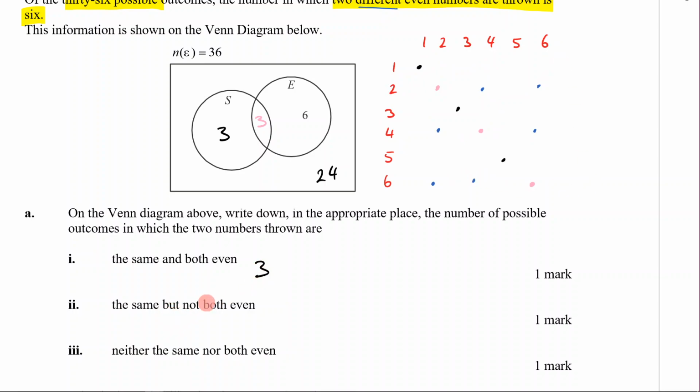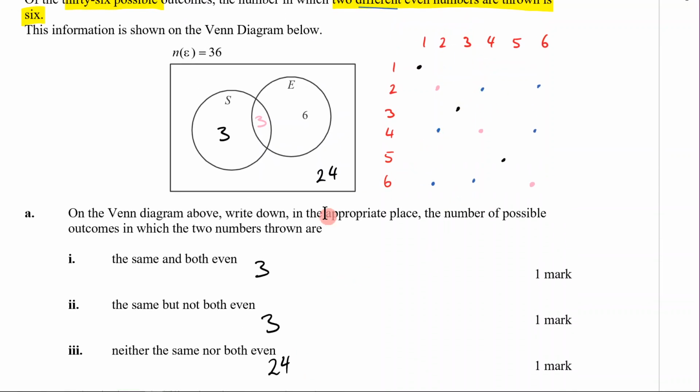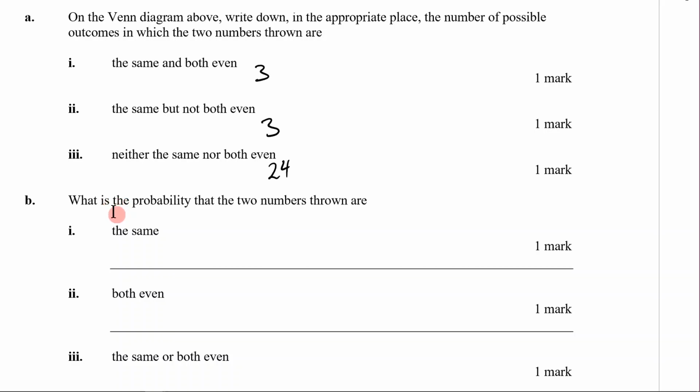The same but not both even. So they're the same but they're not both even. That's going to be 1 and 1, 3 and 3, 5 and 5. They're the same, but they're not both even. There's a lot of language here, kind of like interpreting the question. Neither the same nor both even. That's going to be 24. Okay, so hopefully that made sense, and it shows you the importance of doing this table here and reading it carefully. I was kind of getting lost in all those words. Okay, let's see if we can answer these, shall we?